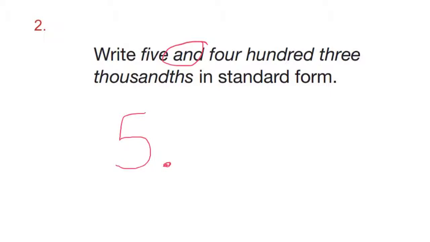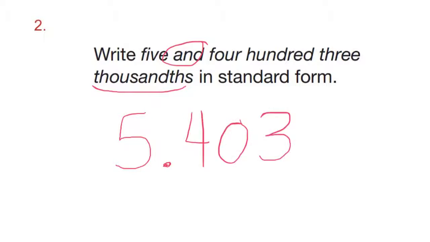From there we have 403 thousandths. Now the last part tells us right here, thousandths tells us that we need 3 digits behind a decimal. And then the other part is 403. So I'm just going to write 403. And there I have 5 and 403 thousandths.